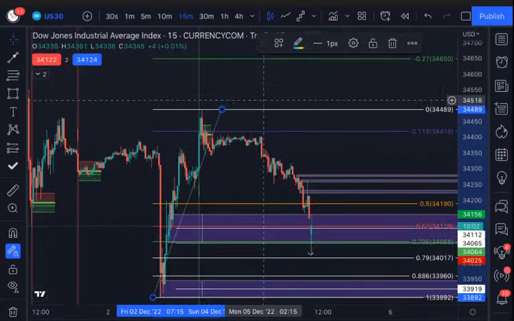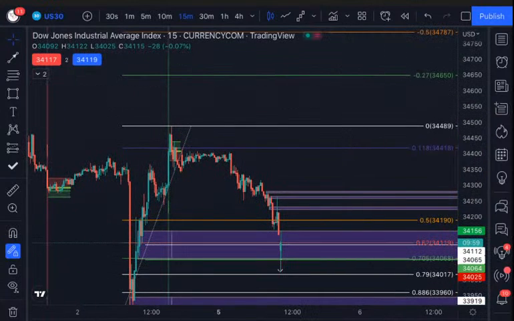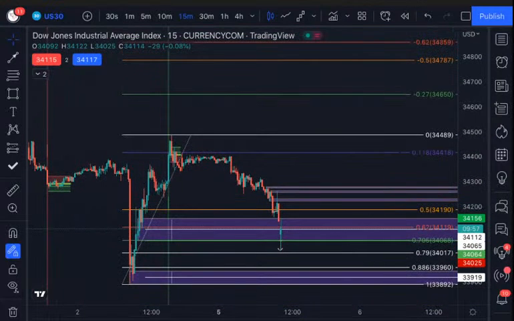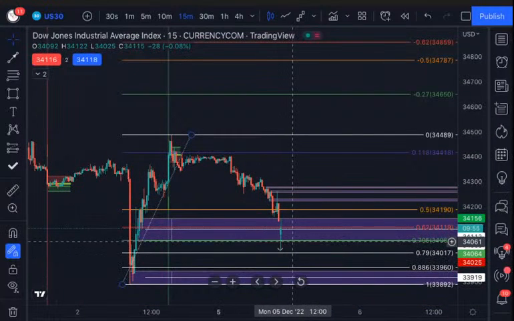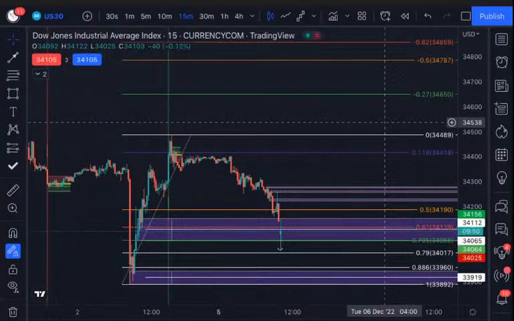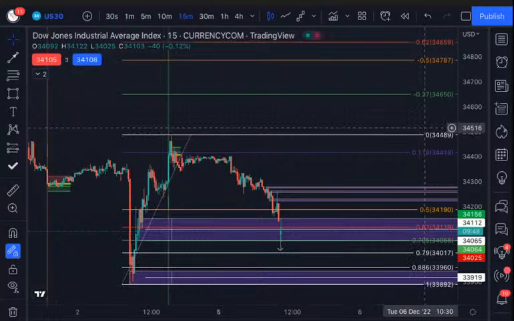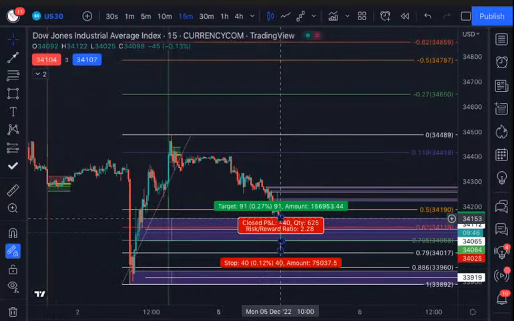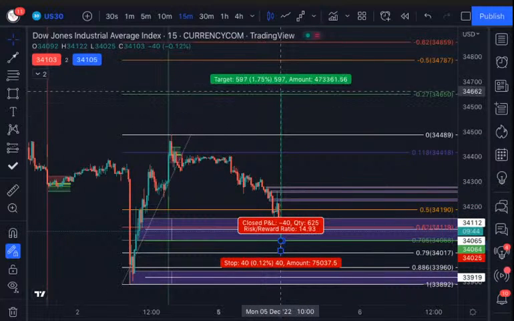Man, if this really holds, we could look at price shooting all the way up to 34650. Yes, all the way up would be vicious. Once it breaks back above that level, it's going to be interesting.